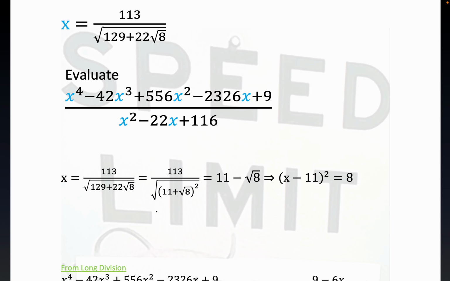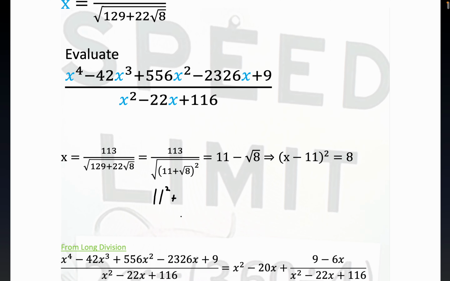I left out quite a bit of the work here, but hopefully showed enough to keep your interest. What drives this, at least from the beginning, is that 11 squared plus the square root of 8 squared. Let's see, that's the square root of 8 quantity squared, which is equal to 129. So that's equal to 129.